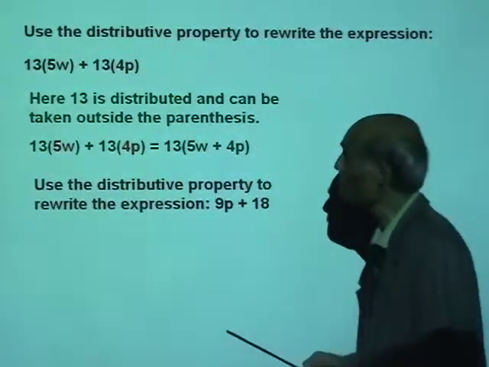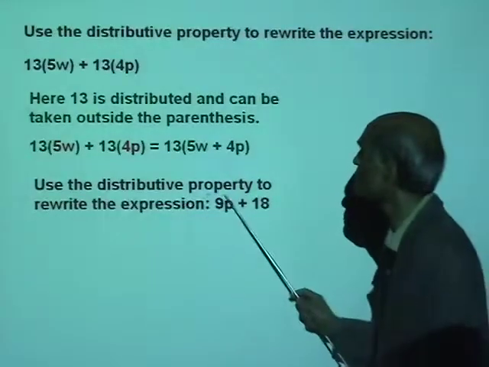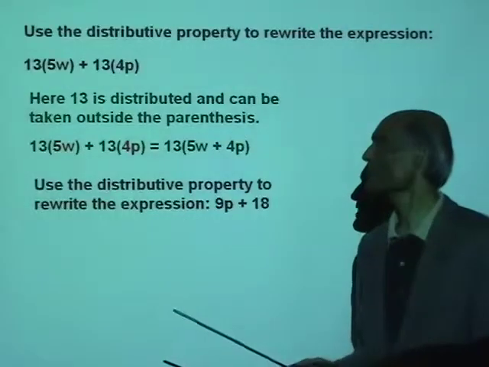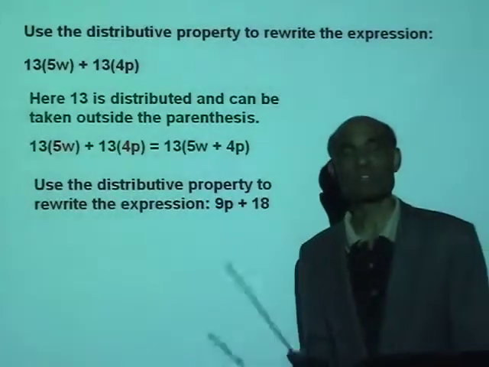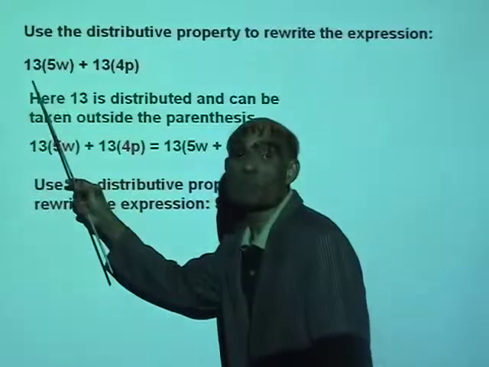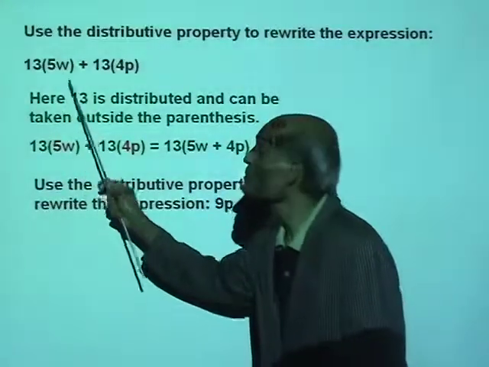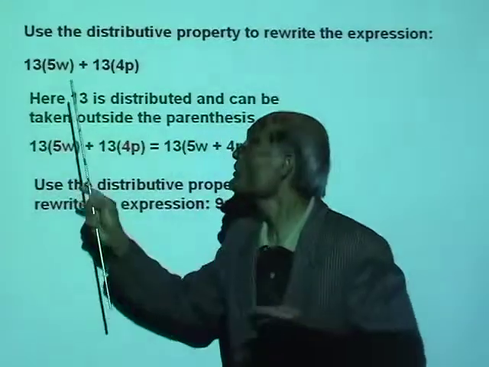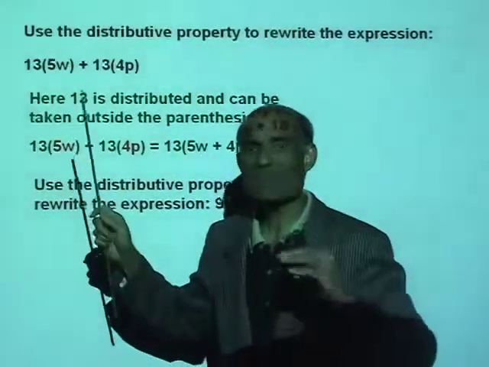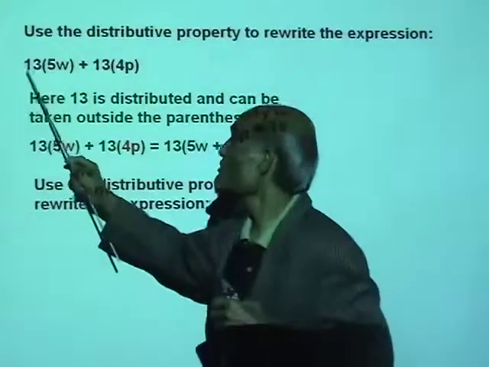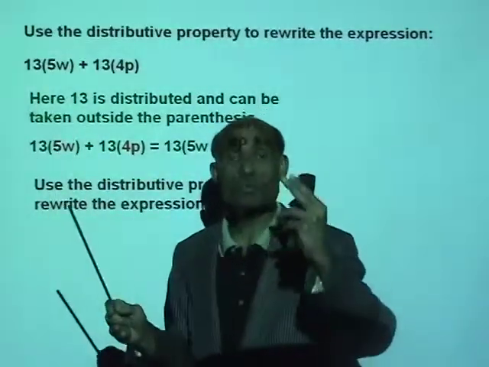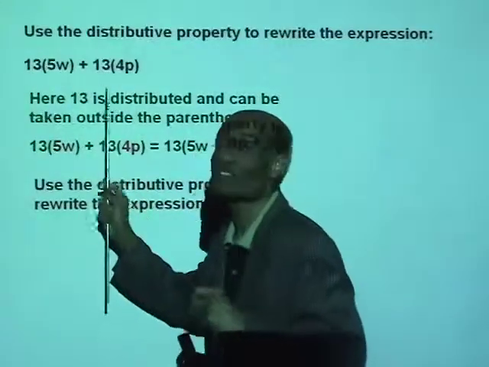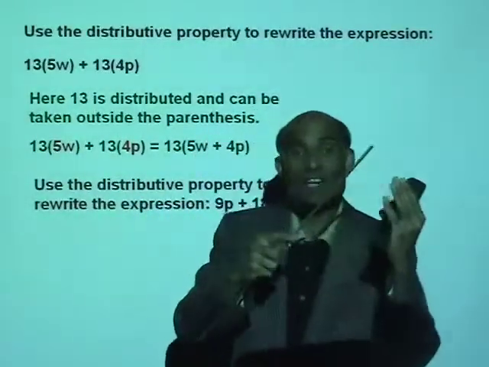Alright, use the distributive property to rewrite this expression: 9p plus 18. You see, in the previous one we were able to take this 13 out because both these terms, do you understand when I say a term? This expression has two terms. Each term had 13 in it, and therefore we could take it out.